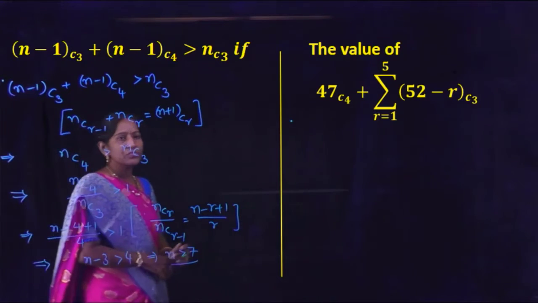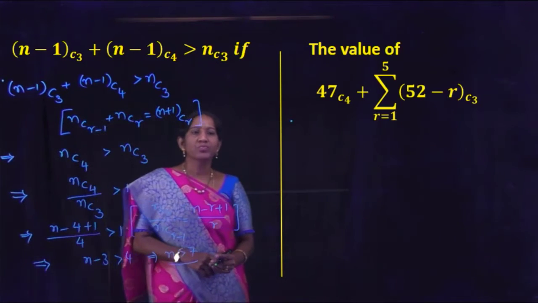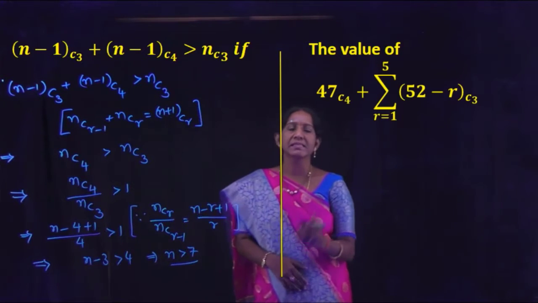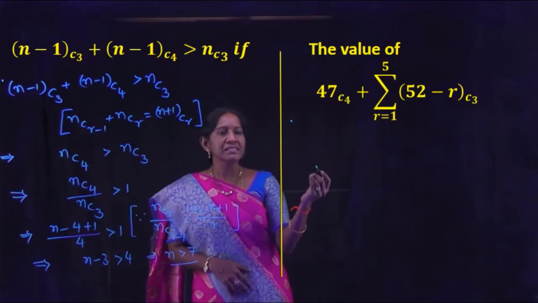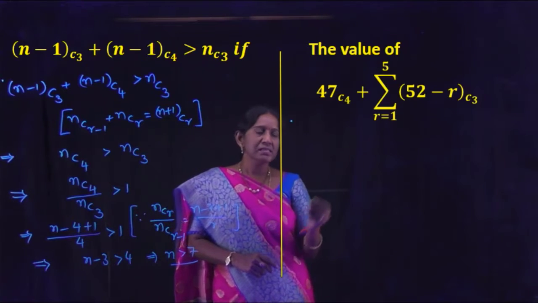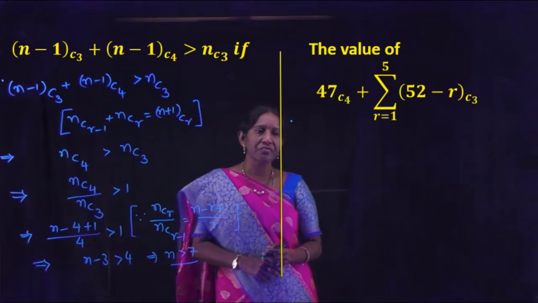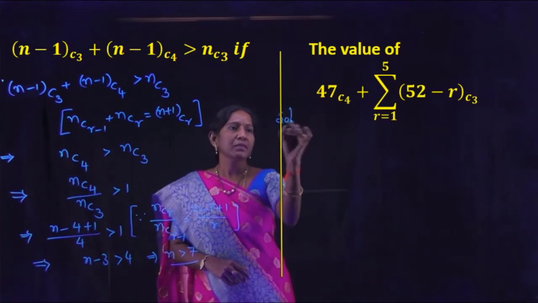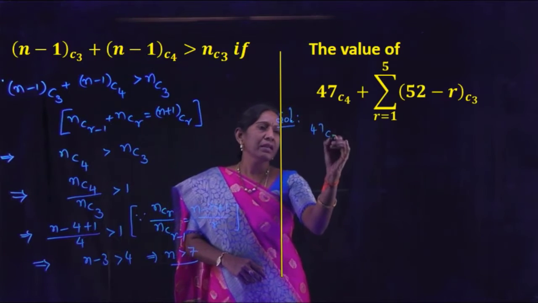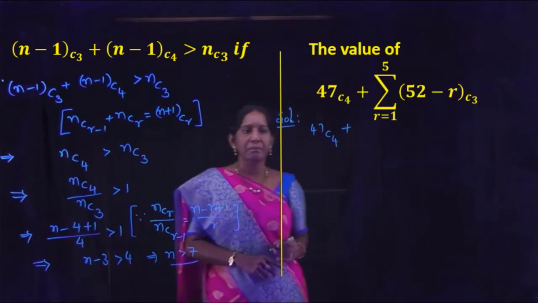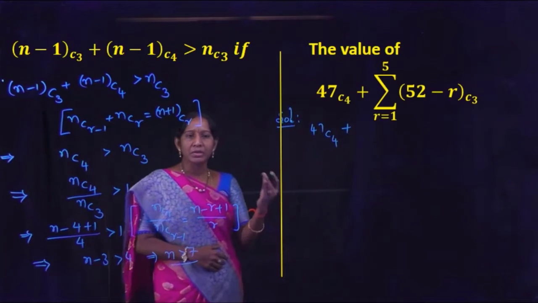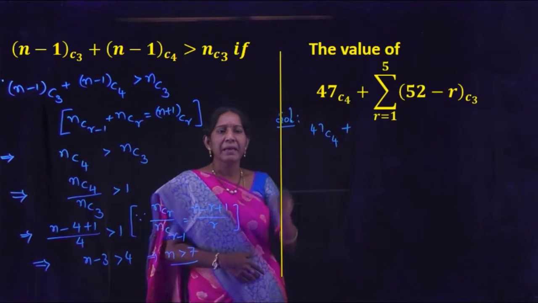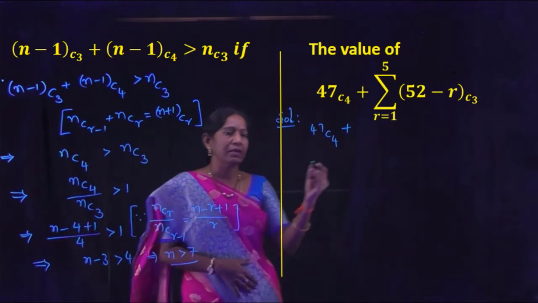Therefore, (n minus 1)C3 plus (n minus 1)C4 is greater than nC4. And the next one is the value of 47C4 plus sigma r equal to 1 to 5, (52 minus r)C3. Then in this problem, given 47C4 plus sigma r equal to 1 to 5, that means we can expand this summation by using r values in the given form.